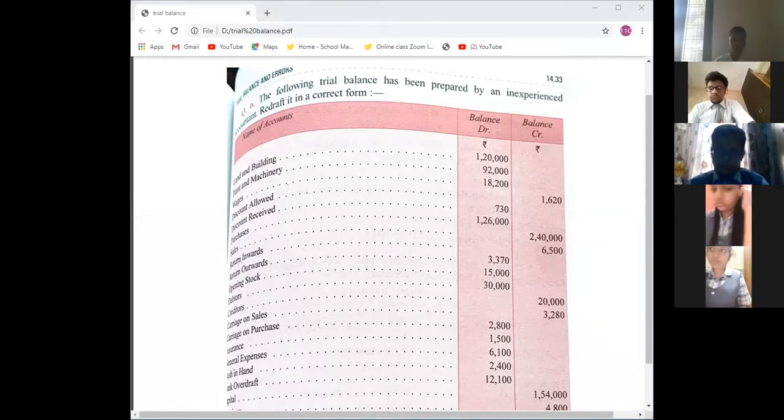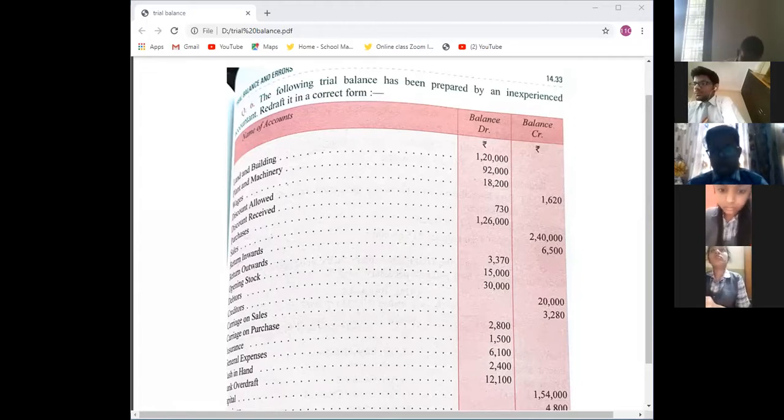Jatin Bhatia, you will give us the total of debit side. Sales credit, sales return debit, purchase return credit. Jatin Bhatia will tell us the total of debit and Tanish Malik will tell us the total of credit side.